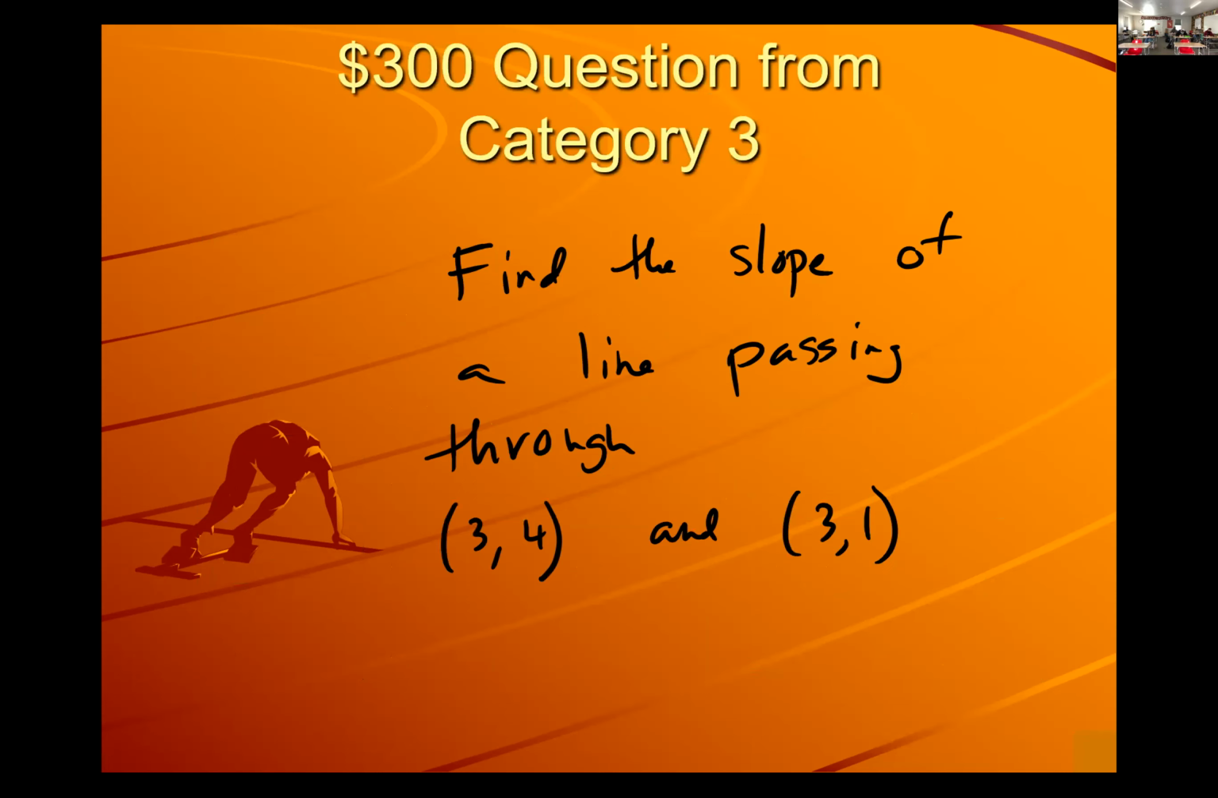This is pretty loud here, so you guys have to talk loudly over the music here. So find the slope of the line passing through (3, 4) and (3, 1). Landon, talk loudly. 3/1. No, not 3/1. X equals 3. So it's the slope of the line.